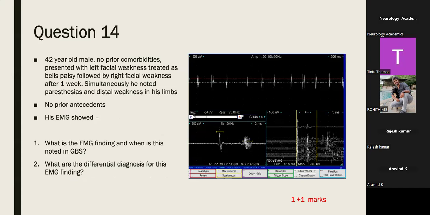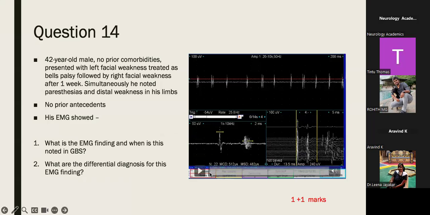Moving on to next question. Here is a 42-year-old man with no prior comorbidities presented with a left facial weakness treated as Bell's palsy, followed by which after 1 week he had right facial weakness as well. Simultaneously, he noted paresthesias and distal weakness in all his limbs. No prior antecedents, and his EMG showed this, as shown in this video.